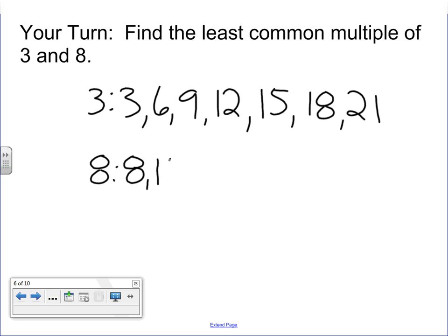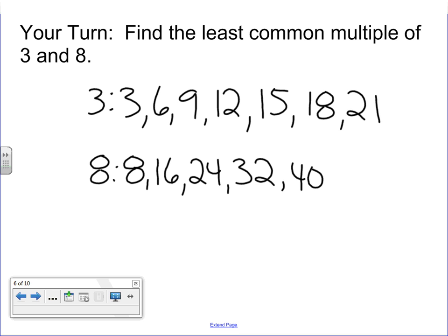8, 16, 24, 32, 40. Well, we've kind of run into a problem here. And you'll notice that at this point we don't have a common multiple, do we?